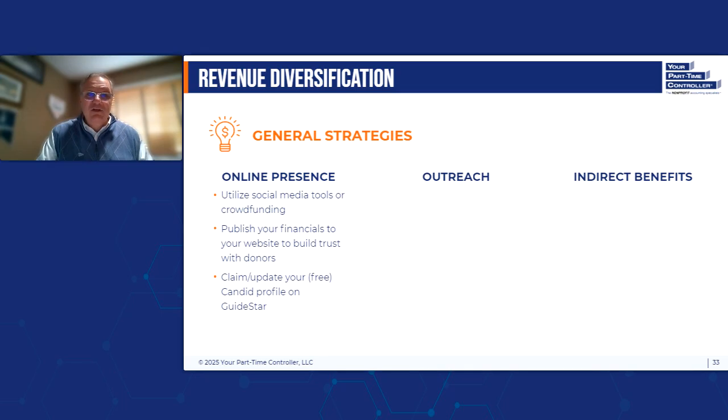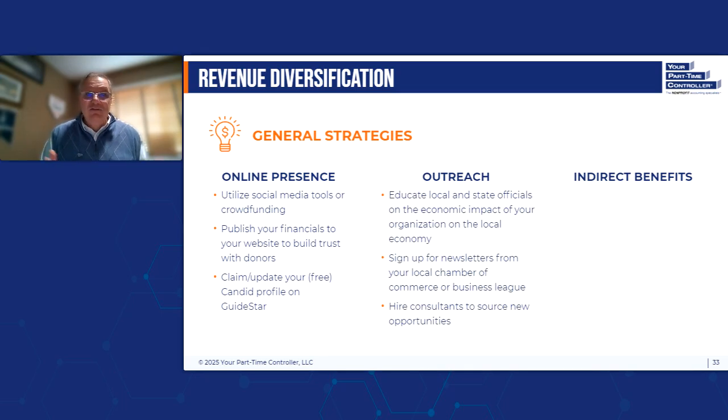From the outreach side of things, a little advocacy here. Educate your local and state officials on the economic impact of your organization on the local economy. Get involved with your chamber or your business league. Now, you're not going to show up to one of those meetings and someone's going to say, oh, I was waiting for you to show up. Here's $1 million. But you're making those connections.